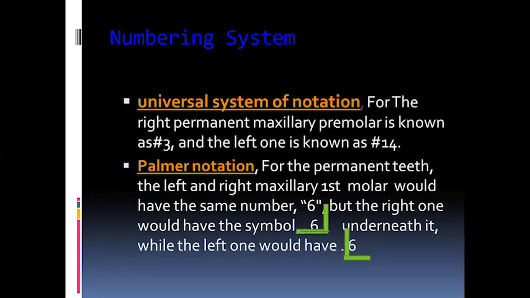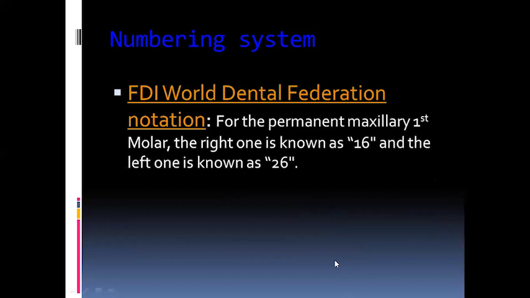Numbering systems. The universal system of notation for the right permanent maxillary first molar is 3 and for the left one is 14. In Palmer notation, the left and right maxillary first molars have the same number, 6, but the right one has its own bracket symbol and the left has its mirror symbol. In the FDI system, for the permanent maxillary first molar, the right one is known as 1/6 and the left one is known as 2/6.